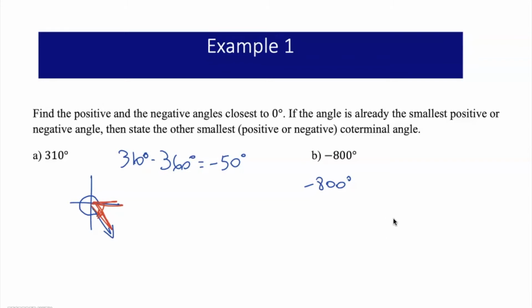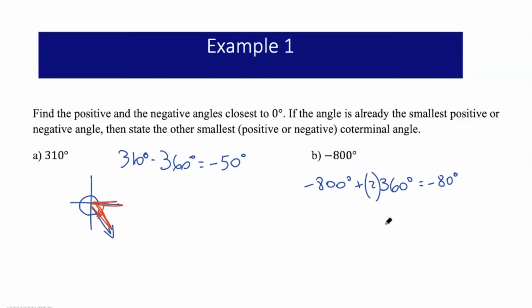Now, if I add 360, I will still be way over 400, so it's not enough. What I want to do is add 360 at least twice. So 360 degrees multiplied by 2. That is going to be 720. So negative 800 plus 720 is going to give me a negative angle of minus 80 degrees. Now, this is the smallest negative coterminal angle possible.